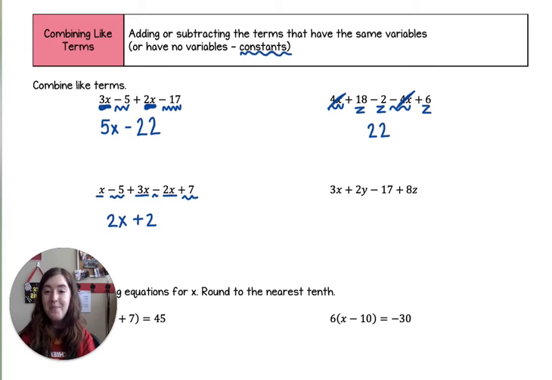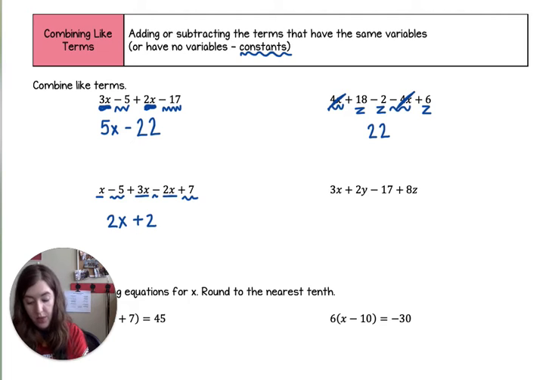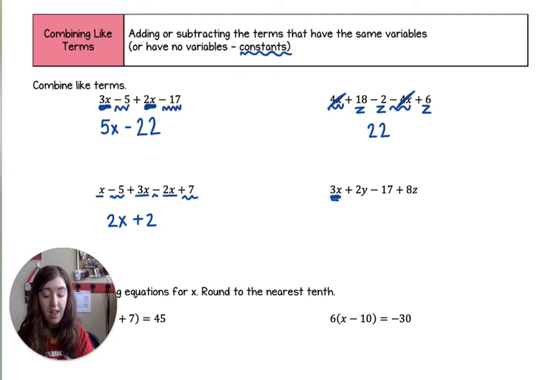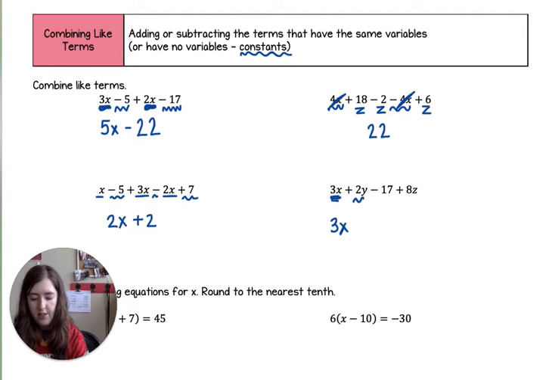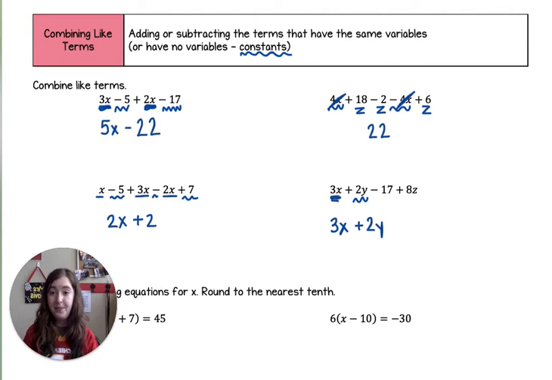Okay, so hopefully you combined your x, 3x, and negative 2x all together to get 2x. And you combined your negative 5 and your 7 together to get 2. Okay, on this last one, let's see what we can combine. So 3x. I don't have any other x's to combine that with, so I'm just going to leave it as 3x. Then I have a 2y. I don't have any other y's to combine it with, so I'm just going to have to leave him alone.